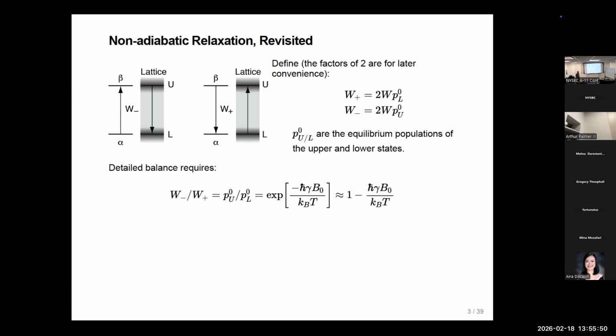So I'm just saying there that W plus has to be proportional to the population of the lattice state in the lower level, and W minus has to be proportional to the population of the lattice in the upper state. So I could pick any constant of proportionality I want, but since I already know the answer that I want to get to, I picked the constant of proportionality to be 2W. We could have just called it zeta. That would have been fine as well.